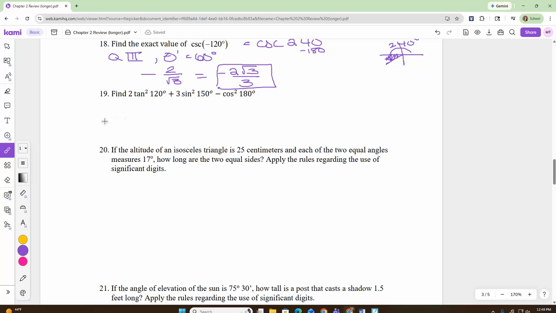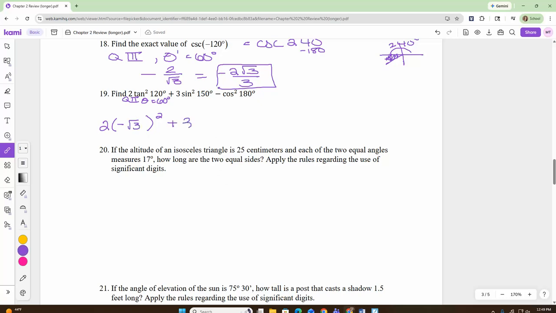So, 2 tangent squared of 120. That means we're going to take the tangent of 120 and square it. What quadrant is 120 in? In quadrant 2, sine is positive, so tangent is negative. All right, reference angle, 180 minus 120. The tangent of 60, radical 3 over radical 1, is radical 3.